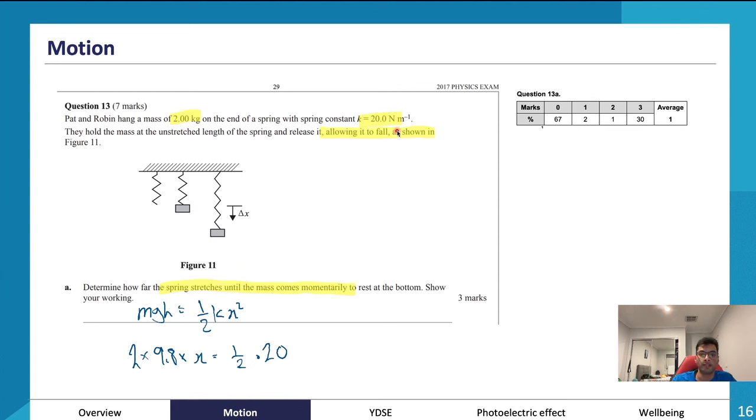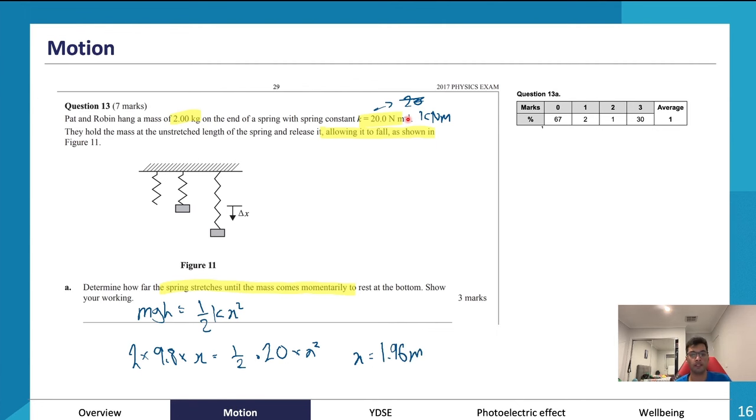Just make sure that the units are correct. Sometimes you are given this in kilo Newton meters. So just be aware that the units of this can change. 20 times x squared, because the distance we don't know, we're trying to figure that out. And solving for this, you get x is equal to 1.96 meters.